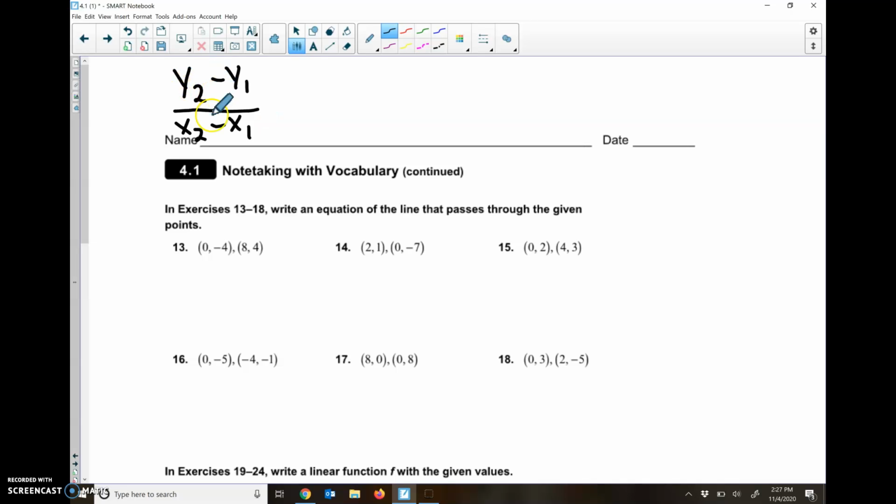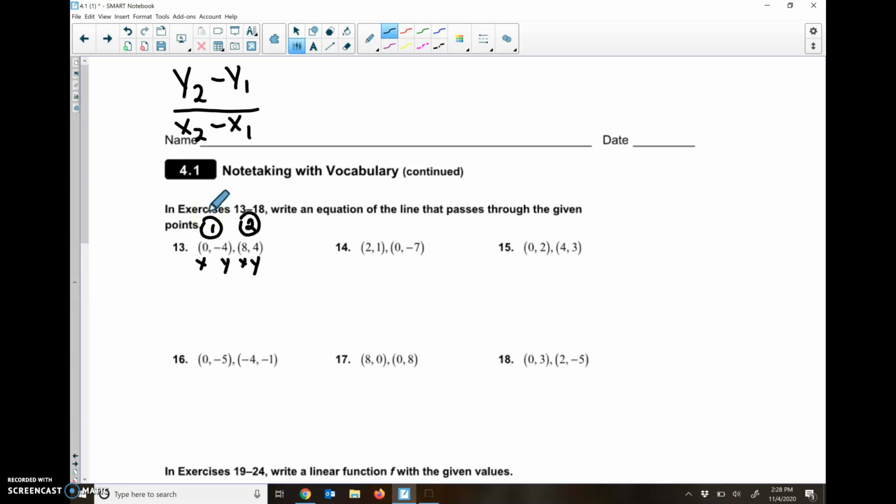So when they say y2, that means the y in the second pair. So like this is the first pair of points. This is the second pair of points. This is x, this is y. This is x, this is y. So when they say y2, they're really referring to like the 4 in this problem. We're looking at the second point, the y. They say y1, we're looking at the first y, so -4. Same thing, x2, they're talking about the 8. x1, they're talking about the 0.